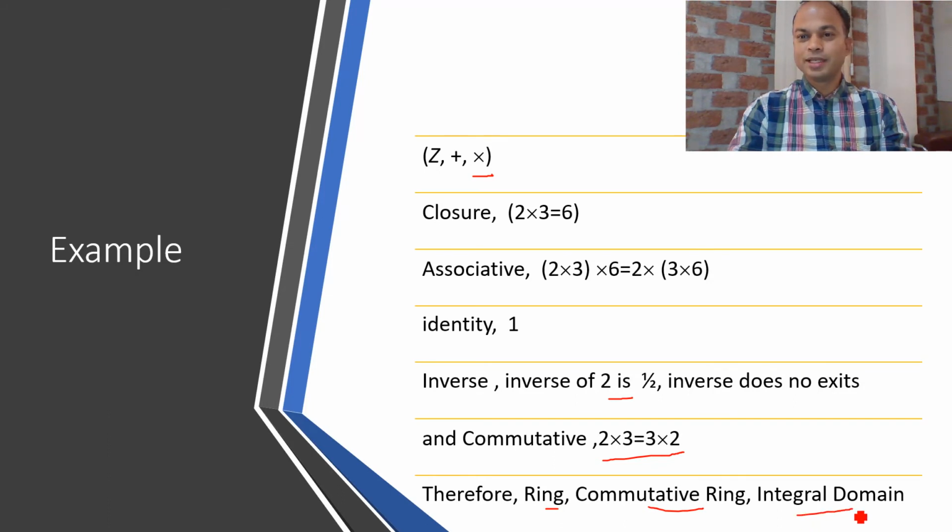And integral domain: if we add identity in the commutative ring, then this concept is called integral domain. Identity property is true under multiply. So therefore, this example belongs to ring, commutative ring, and integral domain.